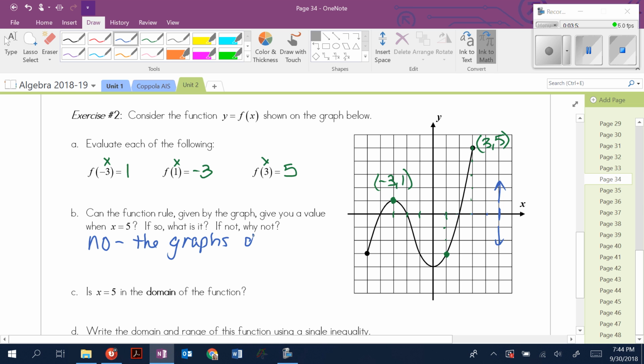Let's talk about that. The domain is from what? Let's see. Negative 1, 2, 3, 4, 5. So from negative 5 all the way up to 3. And x is 5. Therefore, it's not in the domain.